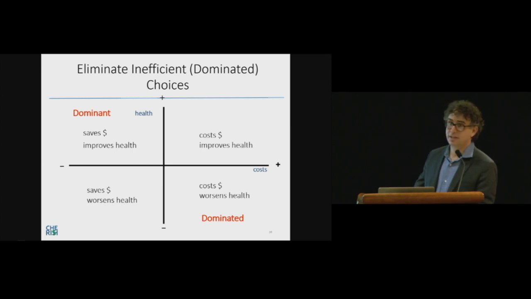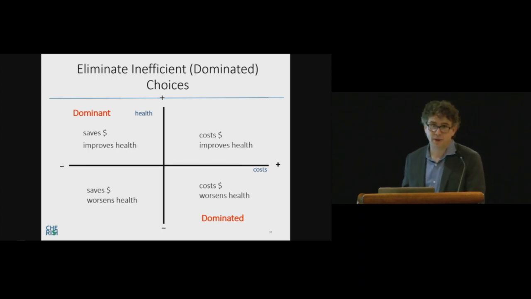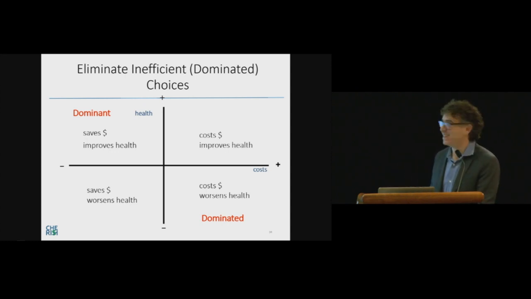Anything that actually saves money and improves health is what's called a dominating or dominant strategy, and clearly we should do that by any rational approach. If we can both save money and improve outcomes, that's a good thing to do, and we shouldn't really have to debate that. The same thing, anything that we're spending money on and getting worse outcomes is something we clearly should not do, right? Because we're just burning money. You'd be surprised, though. We do many things that are actually dominated strategies, right?